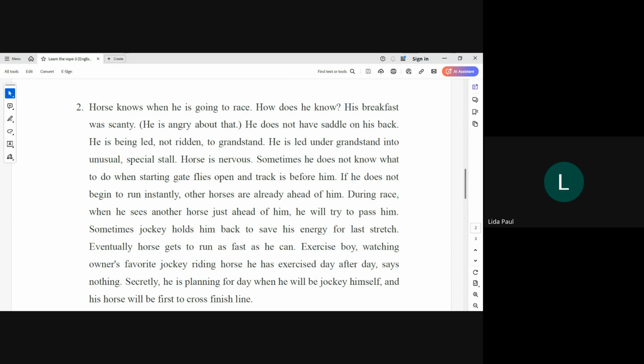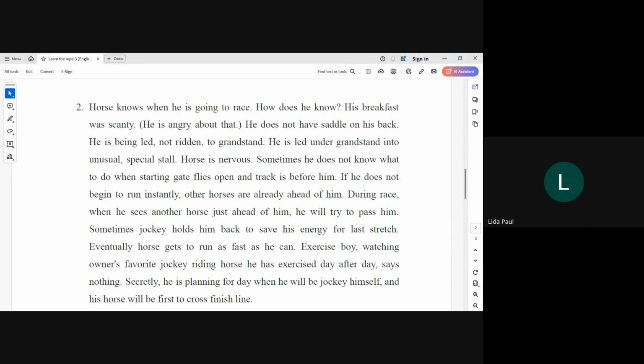Next sentence: "Sometimes he does not know what to do when starting gate flies open and track is before him." When a starting gate, or the starting gate? Is it "a" or "the"? "The" specifies a particular gate, but "a" refers to a common one. The question is whether the given thing is specific or non-specific. It can be any starting gate, right?